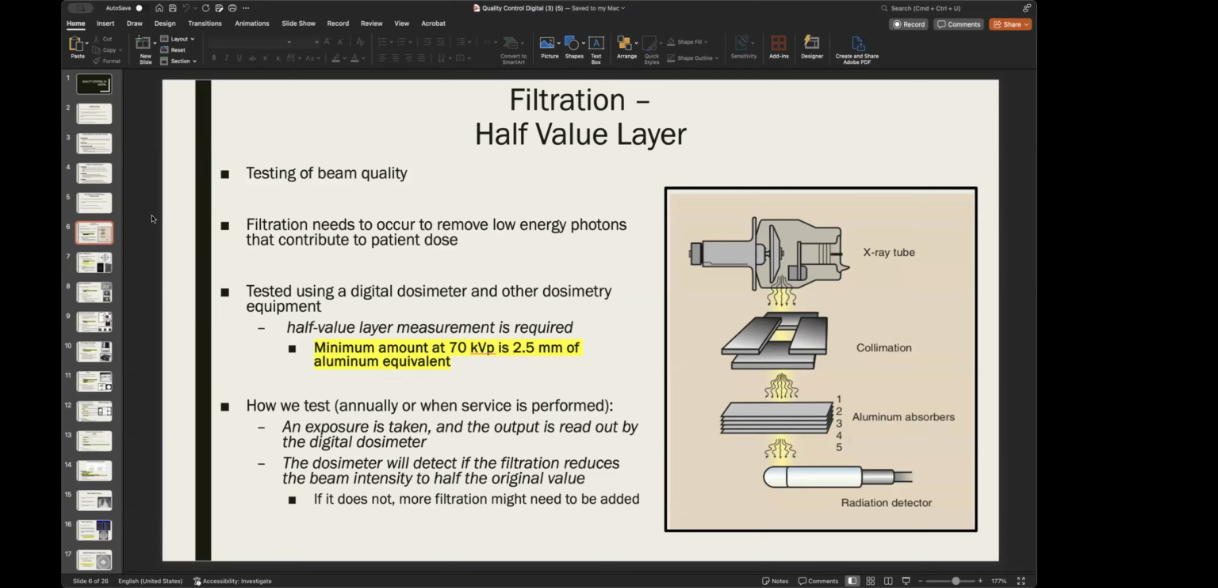But half value layers measured, we're going to measure the filtration. Essentially, what it needs to measure is at 70 kV, that 2.5 millimeters of aluminum equivalent will cause the beam to reduce to half, essentially.